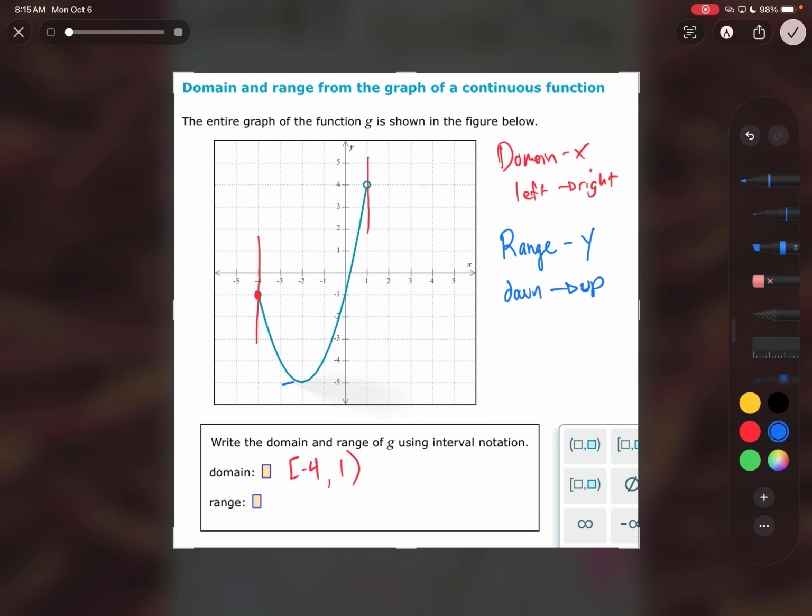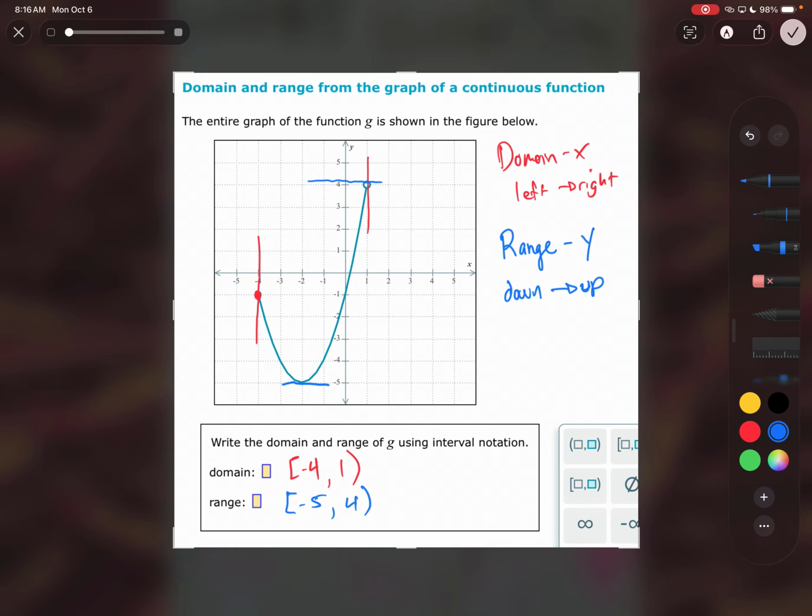of the graph. So the bottom of the graph is at -5, and it does equal -5. And the top of this graph is at 4 with an open circle, so it's going to be a parentheses. So you do a bracket where it equals or a solid dot, and you do a parentheses when it's an open circle or when it's infinity.